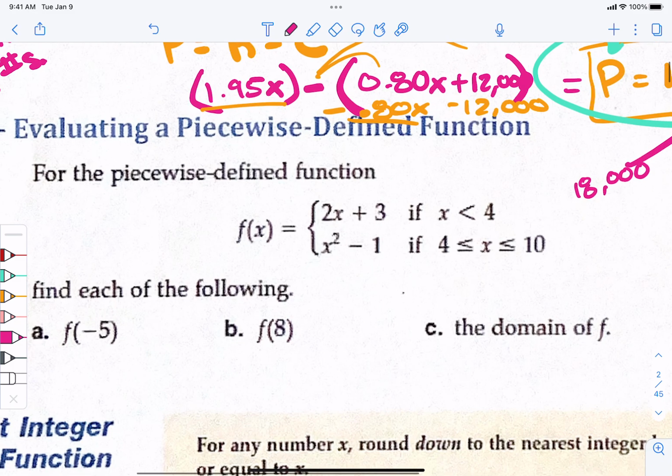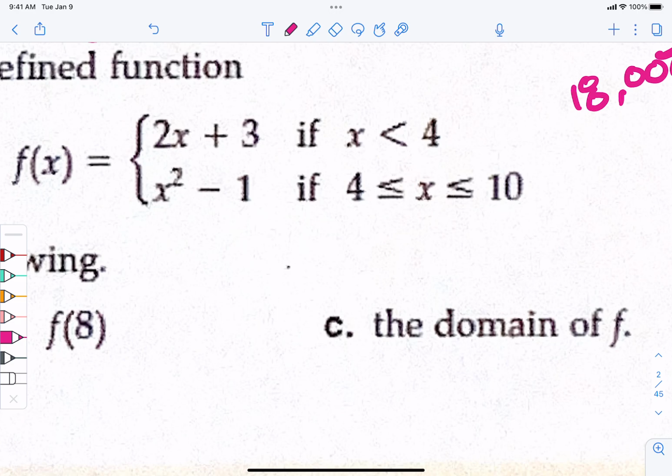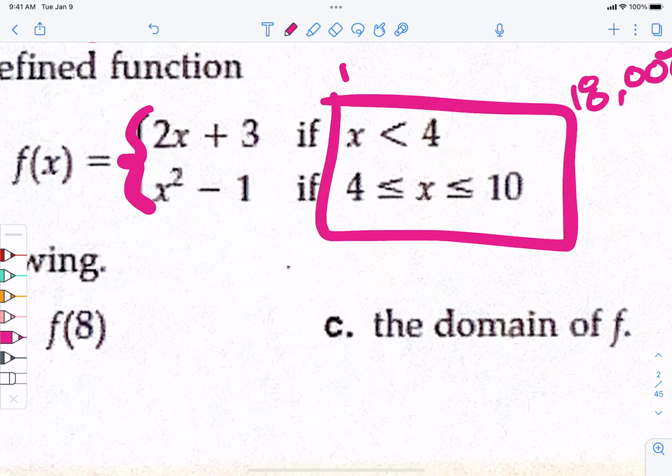You may or may not have seen a piecewise function before. A piecewise function is like two functions going on at the same time. So here I have two different rules that we have to follow. Now, this right here is what my domain is. We're going to talk about that domain combined.